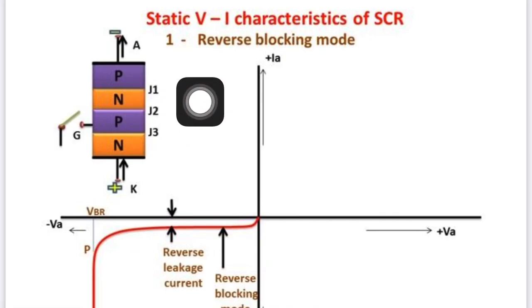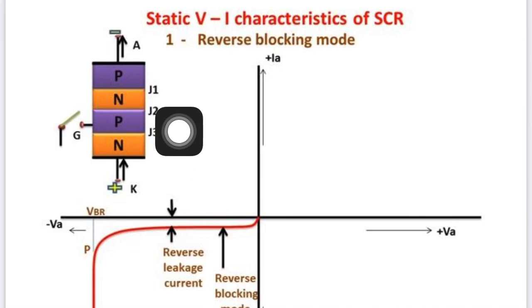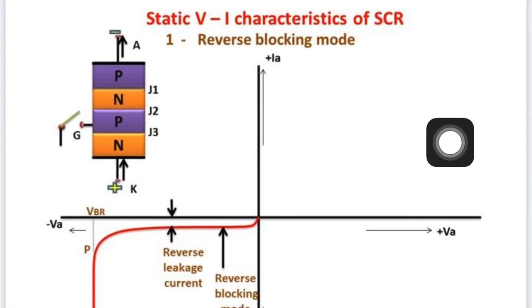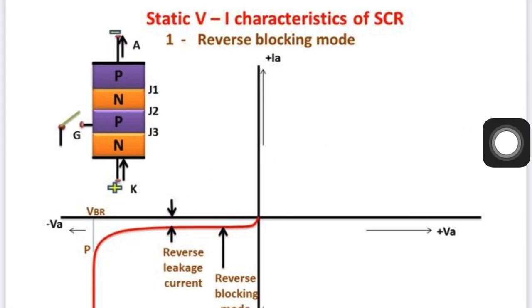So, in the reverse blocking state, J1 and J3 are reverse biased and only J2 is in forward bias. So there is no current allowed through NP, because NP needs to break down first, and then PN flows. Further after that, J1 needs to break down, and then anode to cathode conduction happens. That will happen at a particular voltage, which is called avalanche breakdown. Here it is indicated by VBR, the breakdown voltage.